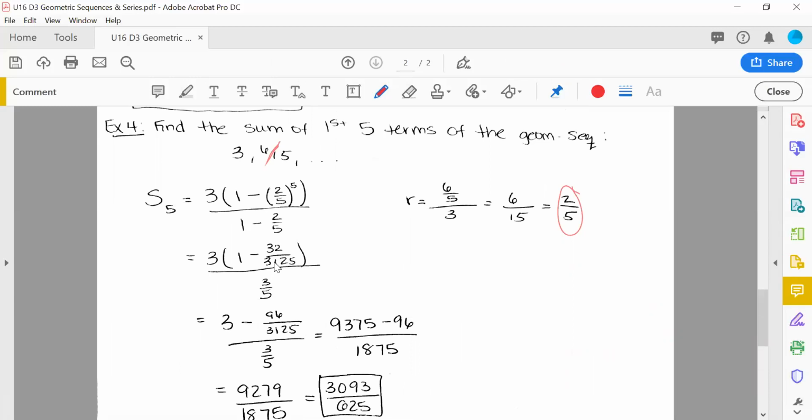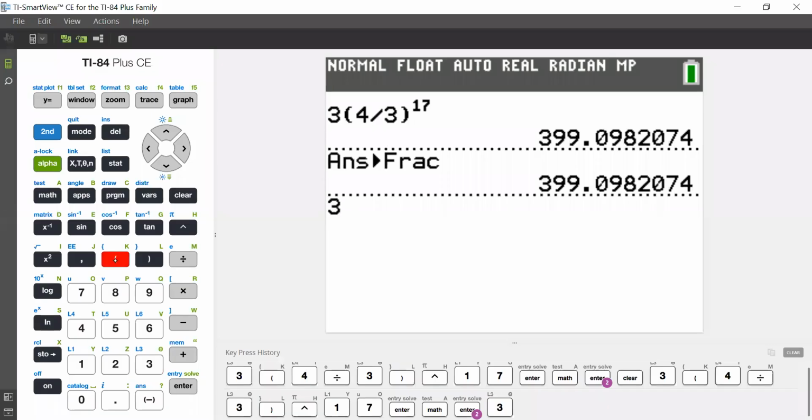In this particular case, 2/5 is 0.4, but suppose it's not. Suppose it's like 1/3. Don't round that to 0.33. Write it as 2/5. So just type it: 3, parenthesis, 1 minus 2 divided by 5, raised to the 5th power.